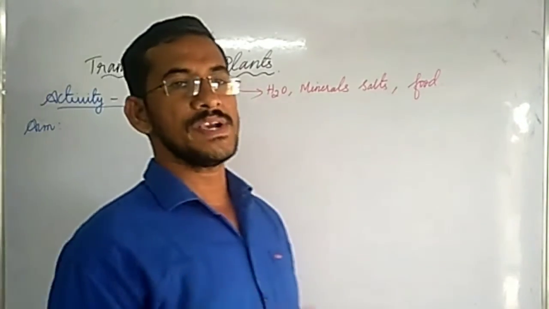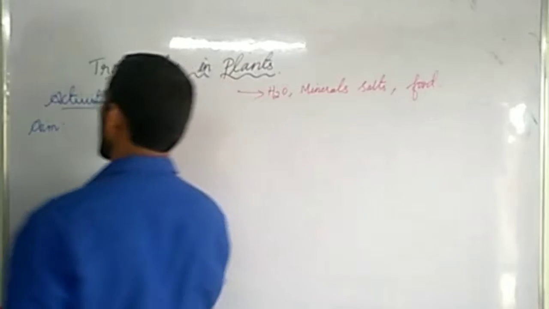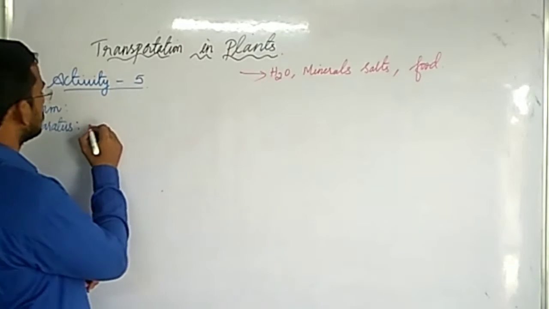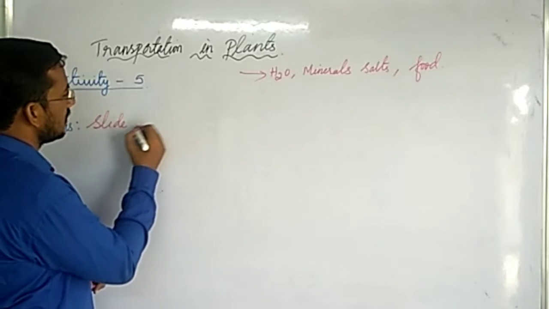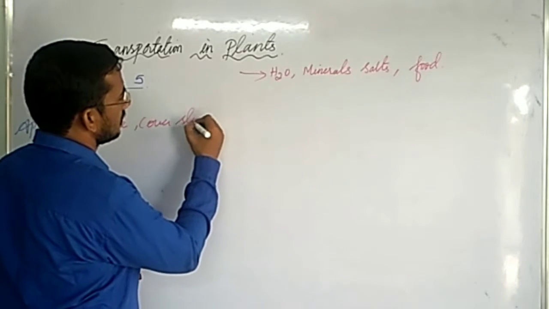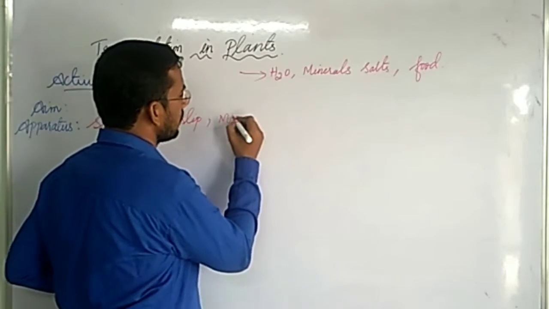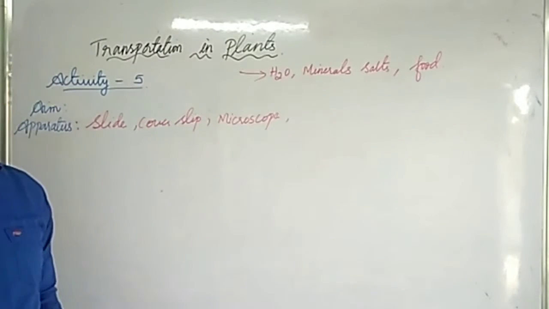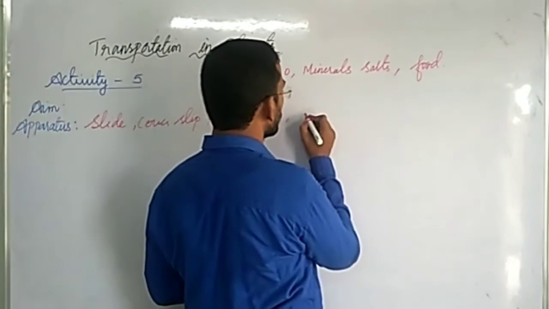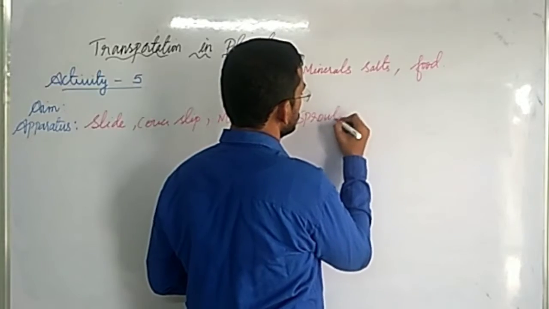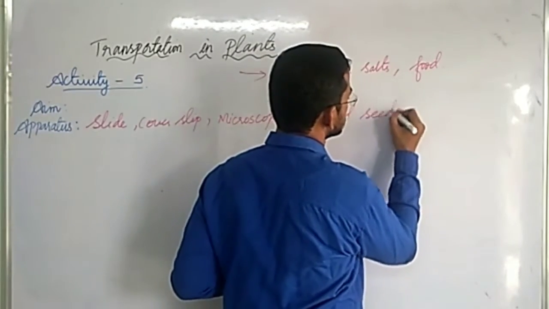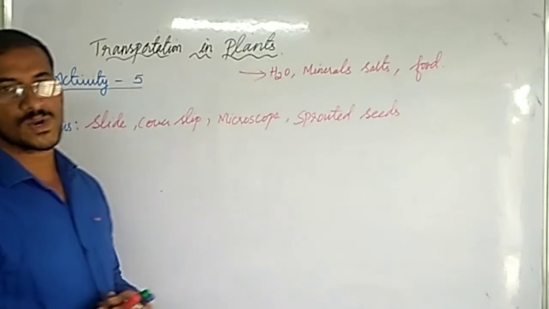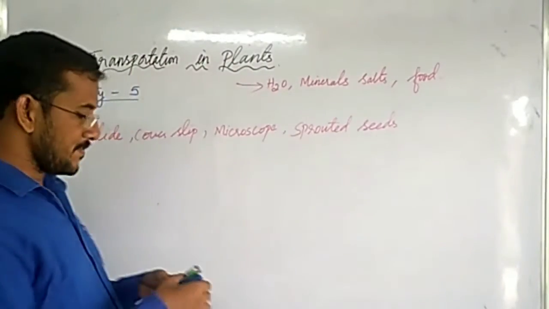Now, what materials are required to conduct this? Apparatus, or we can say materials required: slide, cover slip, then microscope, and we need germinating sprouted seeds. These things are required to conduct this experiment. Now let us see the procedure.